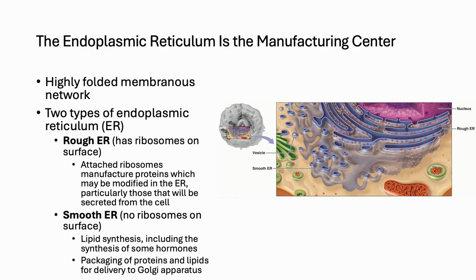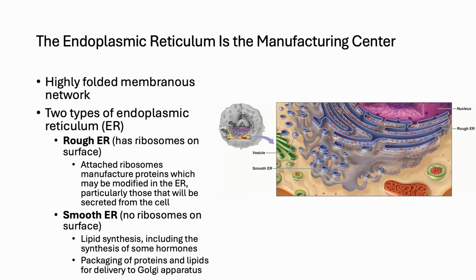The endoplasmic reticulum is a highly folded network of membranes that serves as the cell's manufacturing center. It comes in two forms, rough and smooth endoplasmic reticulum. Rough ER is studded with ribosomes, giving it a bumpy appearance. Those ribosomes manufacture proteins, many of which are modified in the ER before being sent to the next destination, especially those destined to be exported or incorporated into membranes. Smooth ER, which lacks ribosomes, is responsible for lipid and hormone synthesis as well as detoxification of harmful substances. It also plays a role in packaging proteins and lipids for transport to the Golgi apparatus.